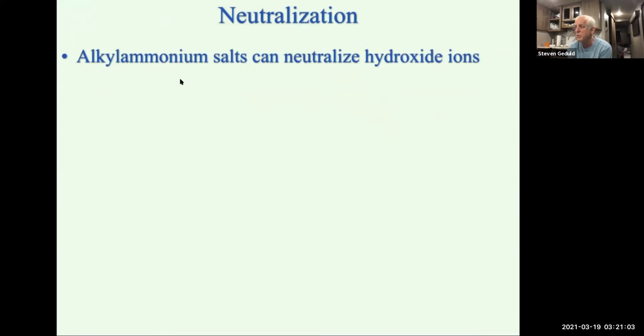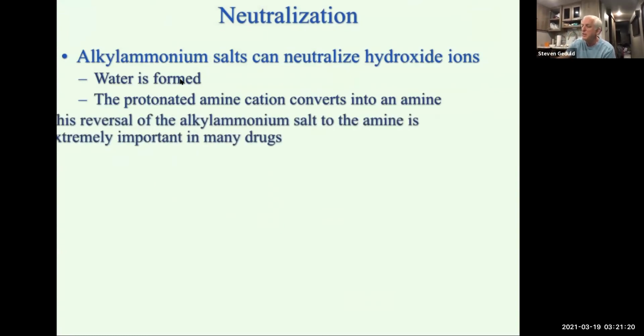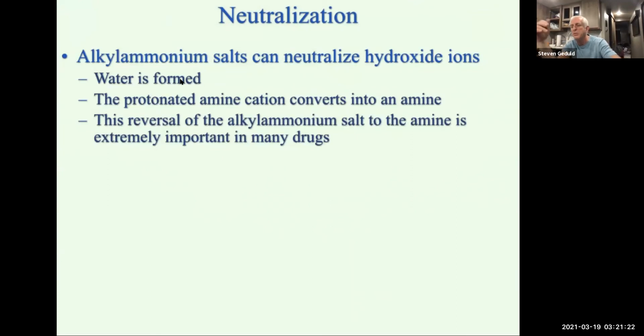If they're bases, you have a neutralization reaction. If you add an acid, it neutralizes it. So alkyl ammonium salts can be neutralized. The salts can neutralize hydroxide ions because they can donate their proton to it. And water is formed. When you neutralize something, you usually form water. The protonated amino cation converts into an amine. So this is the backwards of what we've been doing. It's the exact same reaction we just did, except we're putting everything backwards now. We're going in the opposite direction.